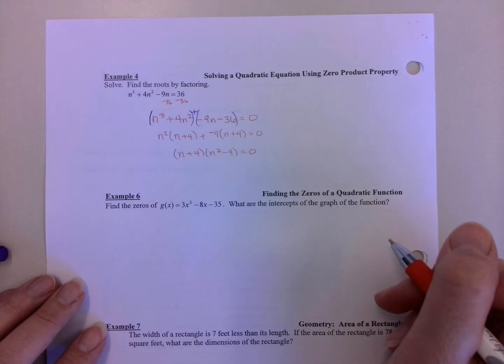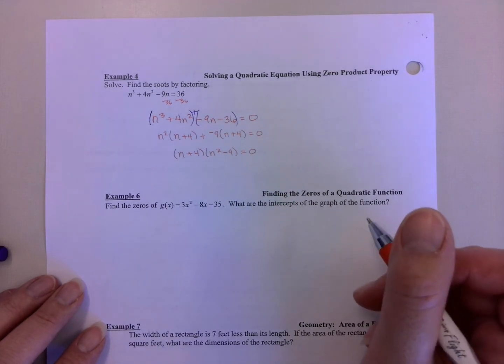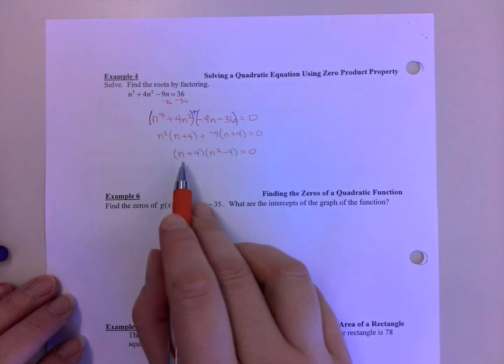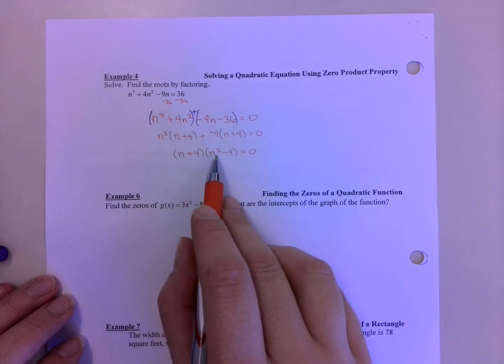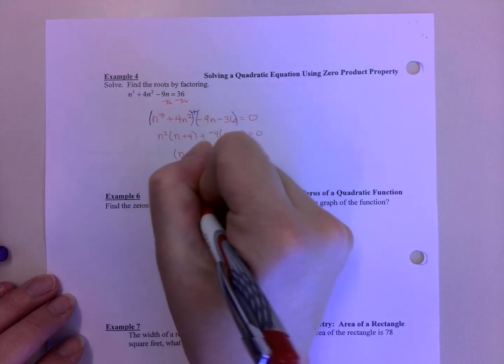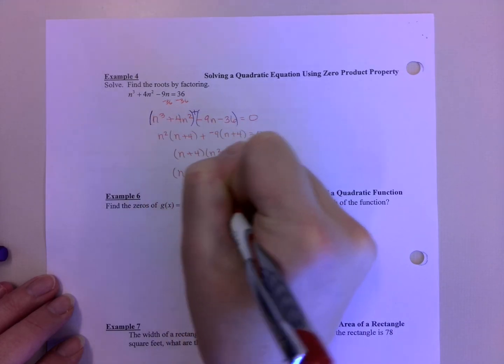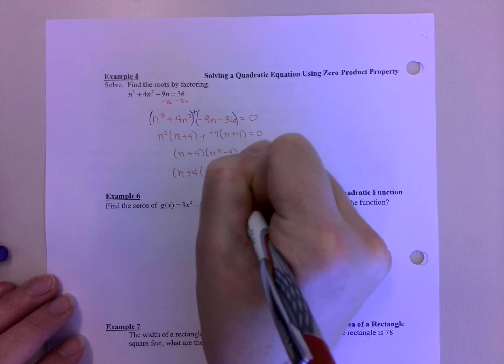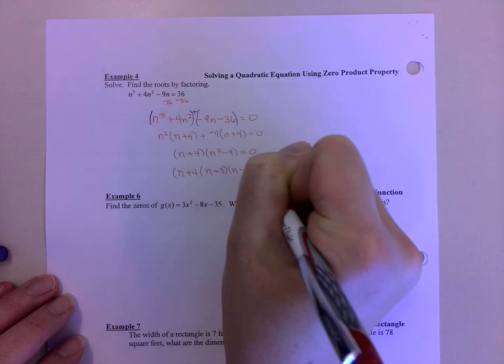Now I need you to remember that I'm not done factoring, so that's why we spent a lot of time on that. The n plus 4 is good, but see that n squared minus 9? That is a difference of squares. So I really have n plus 4 and then n plus 3 times n minus 3 equals 0.